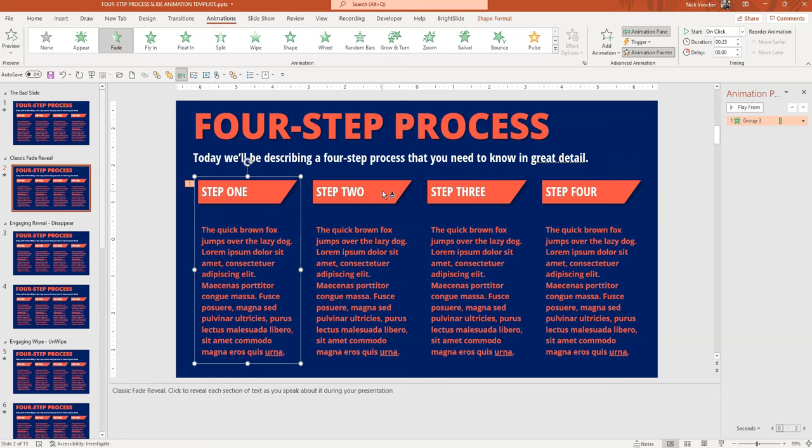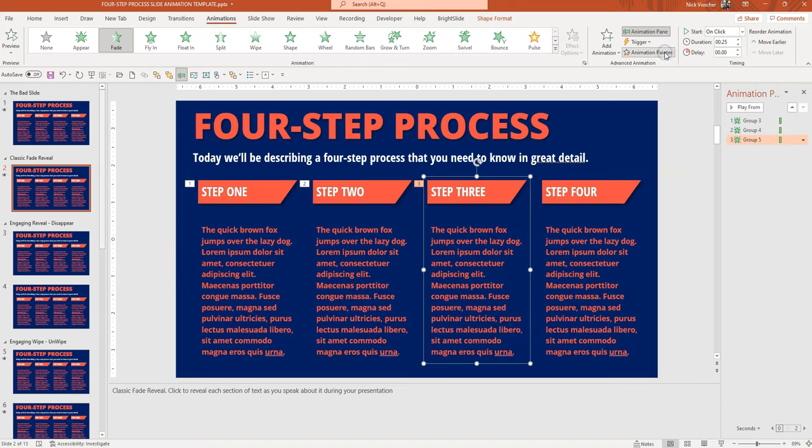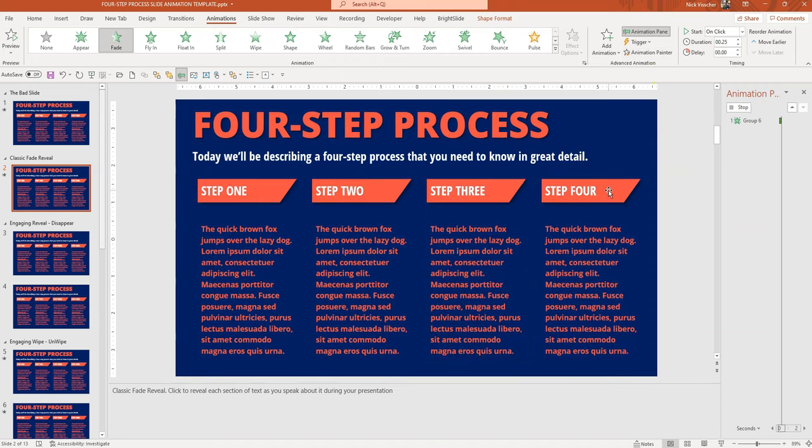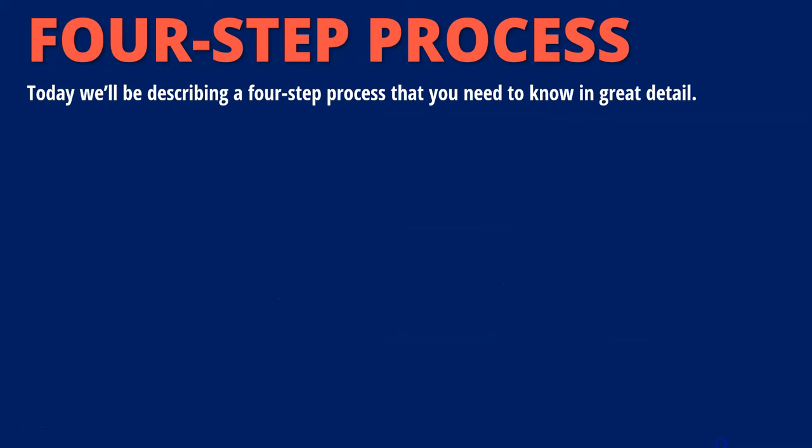So I'm going to do that for step 2, just click it. And then I'm going to go ahead and do the animation painter again, click step 3, and the animation painter one more time for step 4. And now all of those different animations, those fade appear animations, are set into my slide. So let's go put it into slideshow mode and see if it works.